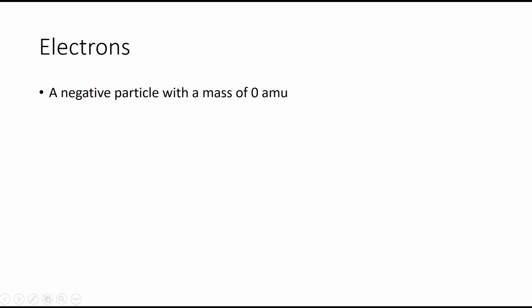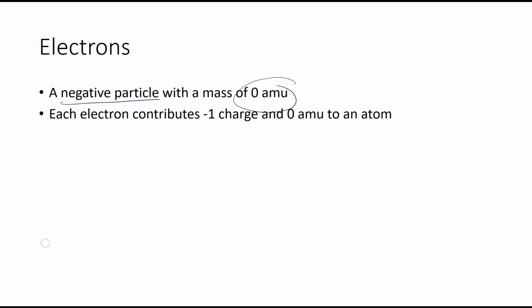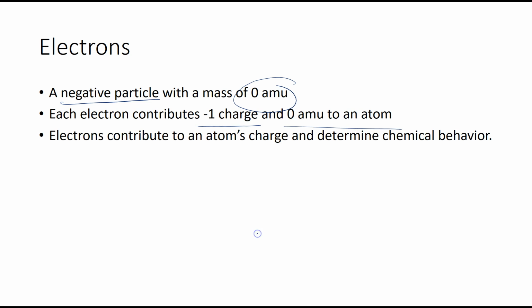So electrons are a negative particle, and we say they have pretty much 0 mass. Again, they do have some mass, it's just insignificant for the most part. Now, electrons do have a pretty beefy charge for their size. They have a charge that's equal and opposite to that of a proton, right? So it attributes a -1 charge, but pretty much no mass.